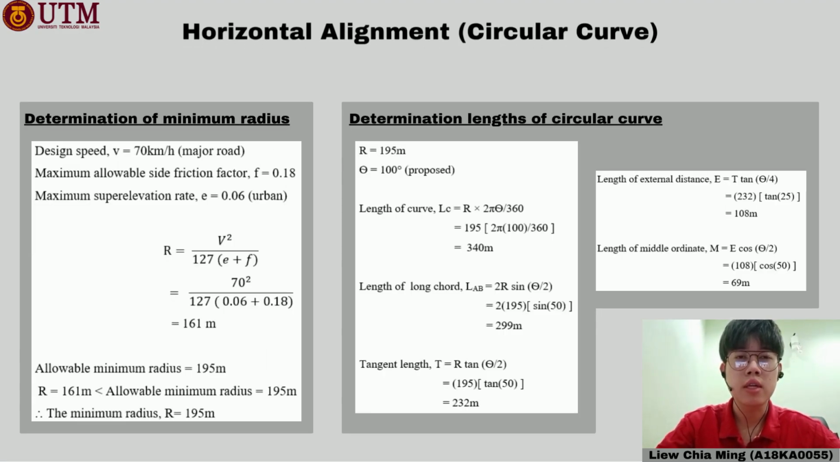So here are the design and calculation for the circular curve with a minimum radius of 195 meters and theta of 100 degrees. The above shows the calculation and the design outcomes of several important lengths of the circular curve.